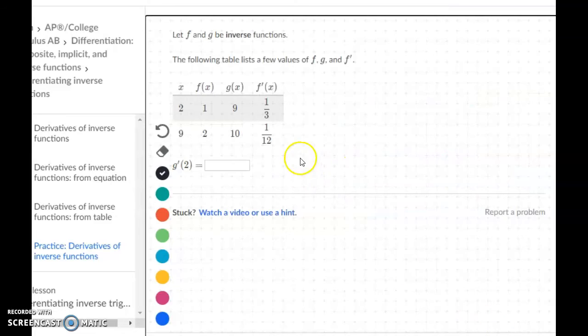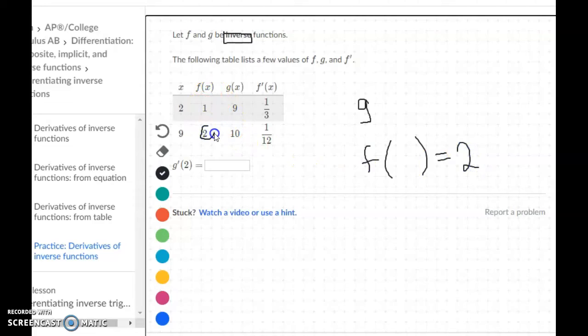Here's another problem, which I don't know if I'll even try to type it out. I think I might just give you the answer. They tell you that f and g are inverses of each other. There it is. So if we're asking for g prime of 2, first of all, what does that really mean? That's really saying f of some value gives you 2. So f of what gave me 2? Well, that was f of 9.